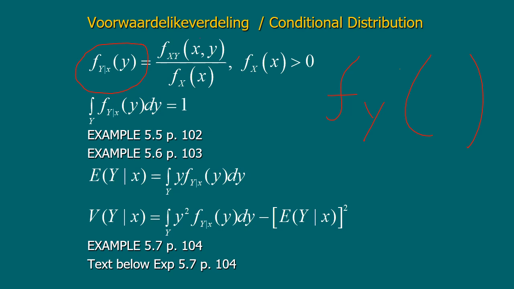So in our table on the previous page, if I tell you X is equal to 1, I'm setting one of the rows fixed. What are my possible Y values now? That will be the conditional distribution.